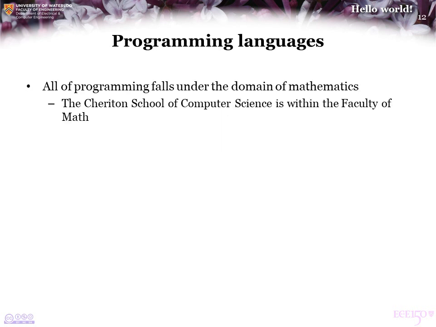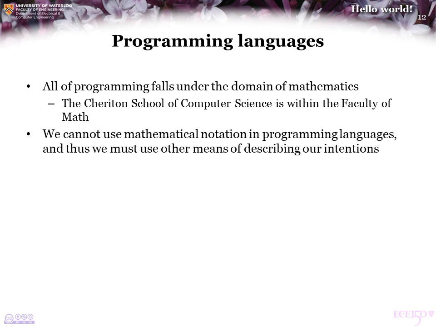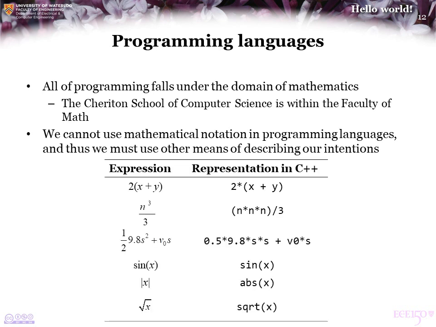Now, one interesting detail, all of programming falls under the domain of mathematics. And rightly so, the Cheriton School of Computer Science at the University of Waterloo falls within the Faculty of Mathematics. Now, you learnt mathematics through all of elementary and secondary school. However, we cannot use mathematical notation in programming languages, and thus there must be some other means of describing our intentions. Here are a few examples.